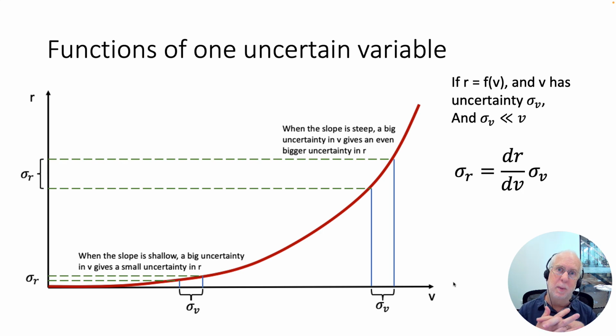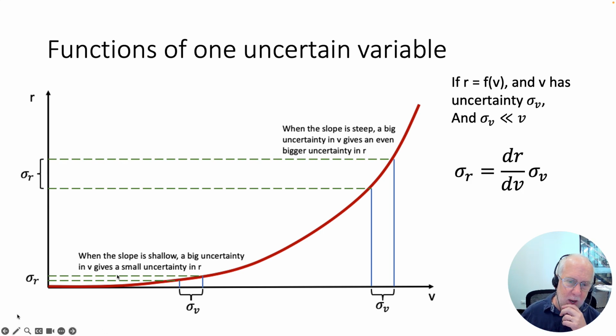So first of all, let's imagine you've just got one thing you're measuring. We'll call it V, and it's got some uncertainty. And what you want to know is what's the uncertainty in some function of V. R is a function of V. Okay, so how's this going to work?